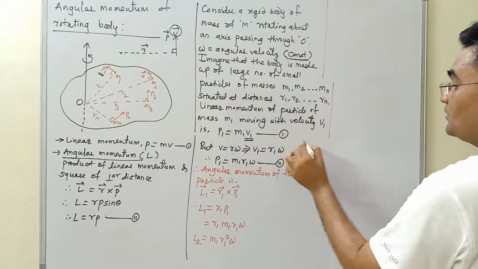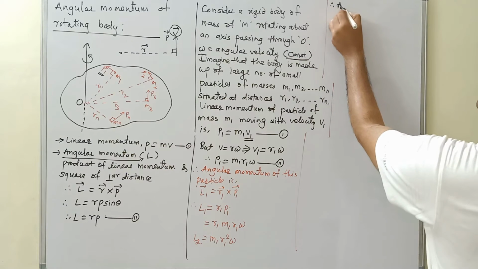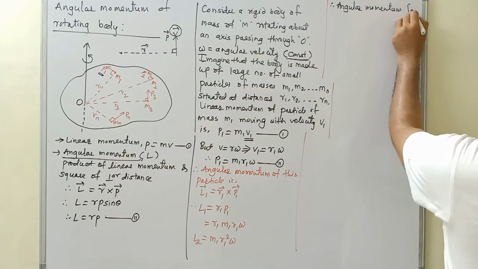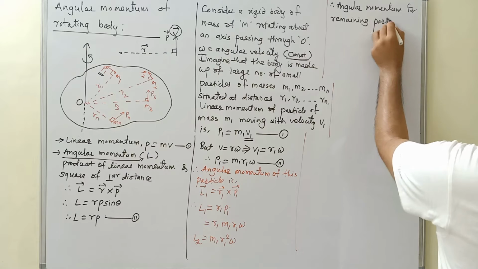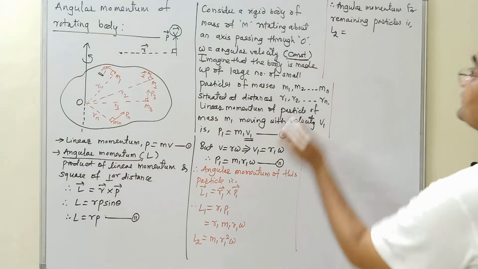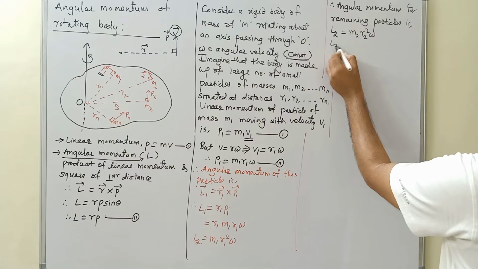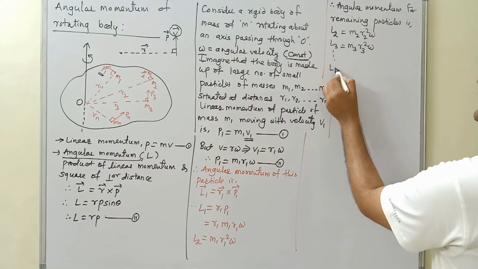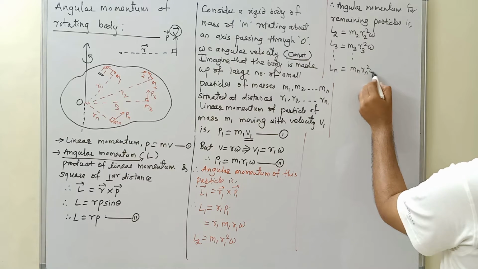So for the remaining particles I can write the angular momentum as L2 equal to m2 r2 square omega, L3 equal to m3 r3 square omega, and so Ln equal to mn rn square omega.